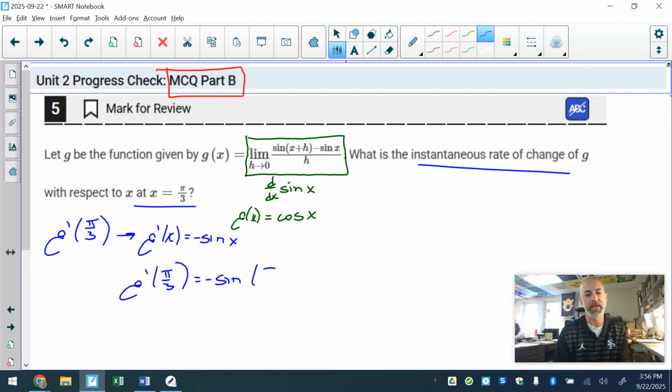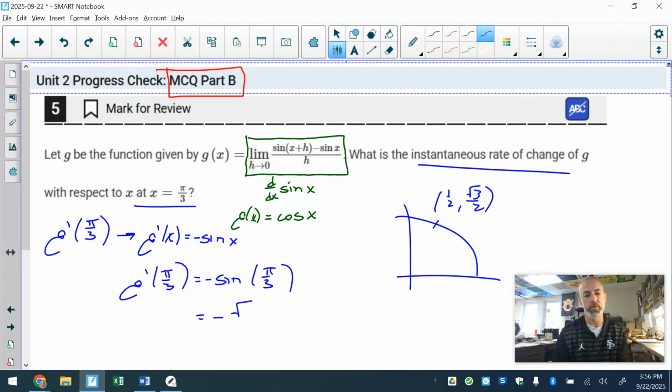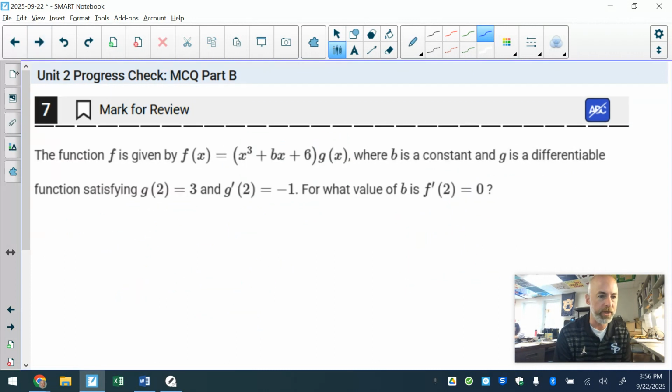So the negative sine of pi over 3 is up here at 60 degrees, and the coordinates are 1/2, root 3 over 2. So sine of pi over 3 is root 3 over 2, and the negative just comes along with it. So there is a quick explanation of number 5 from Progress Check B. I honestly can't remember what numbers I chose after that.